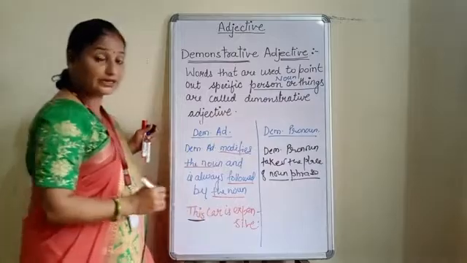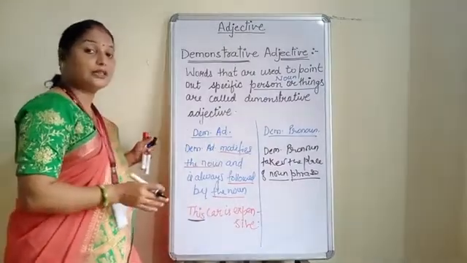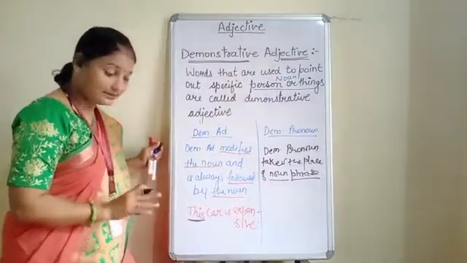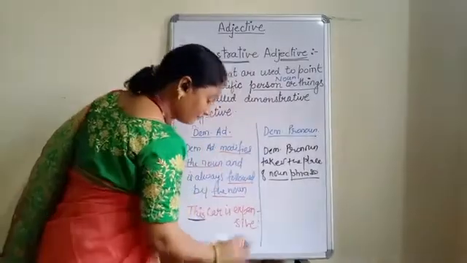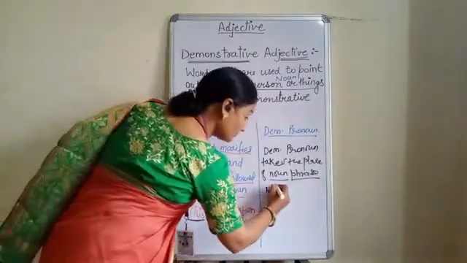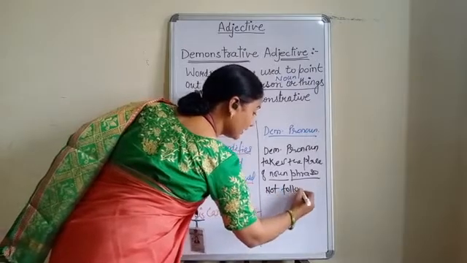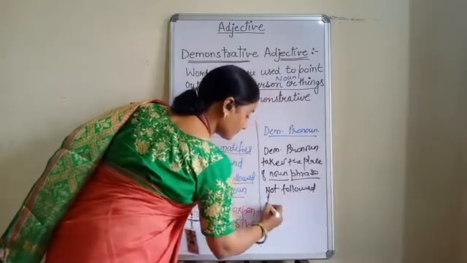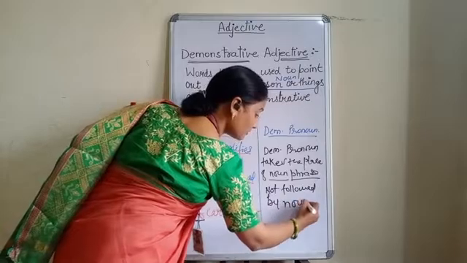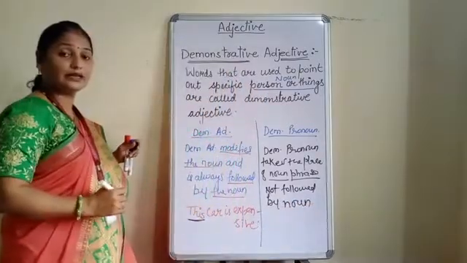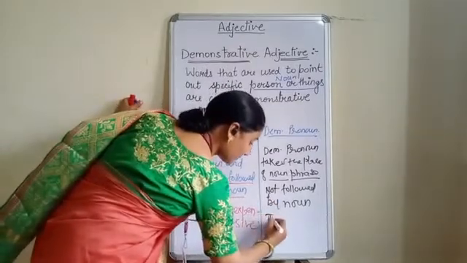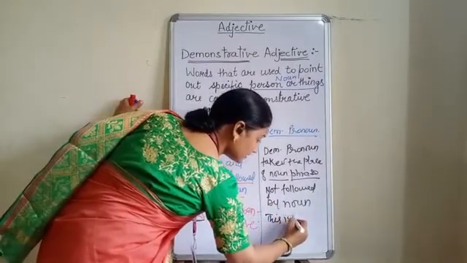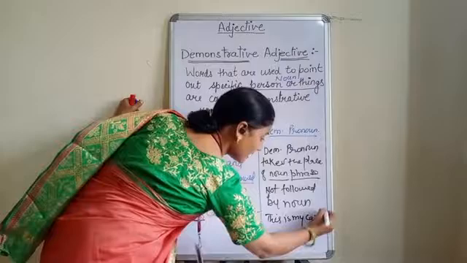Okay. It comes before the noun phrase. Before the noun phrase. So what can we write down? It is not followed by a noun. Not followed by a noun. Okay. Now suppose we write, this is my car.